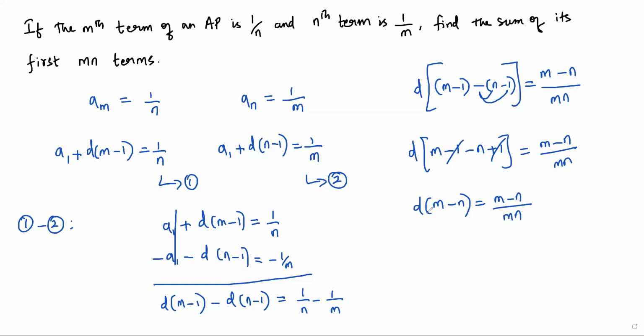Now my aim is to solve for d, so I have to get rid of this m minus n. For that, I multiply both sides by 1 over (m minus n).